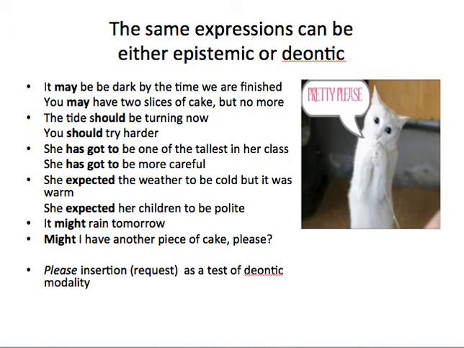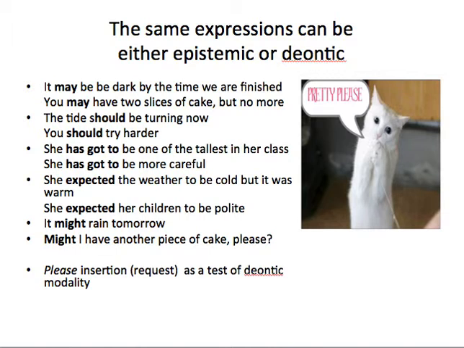Next one, she expected the weather to be cold, but it was warm. She thought, expressing a degree of commentary on something that's going to happen. And contrast that with she expected her children to be polite, which is definitely deontic. They need to conform and use the magic word. It might rain tomorrow, okay? And might I have another piece of cake, please? Very, very polite.